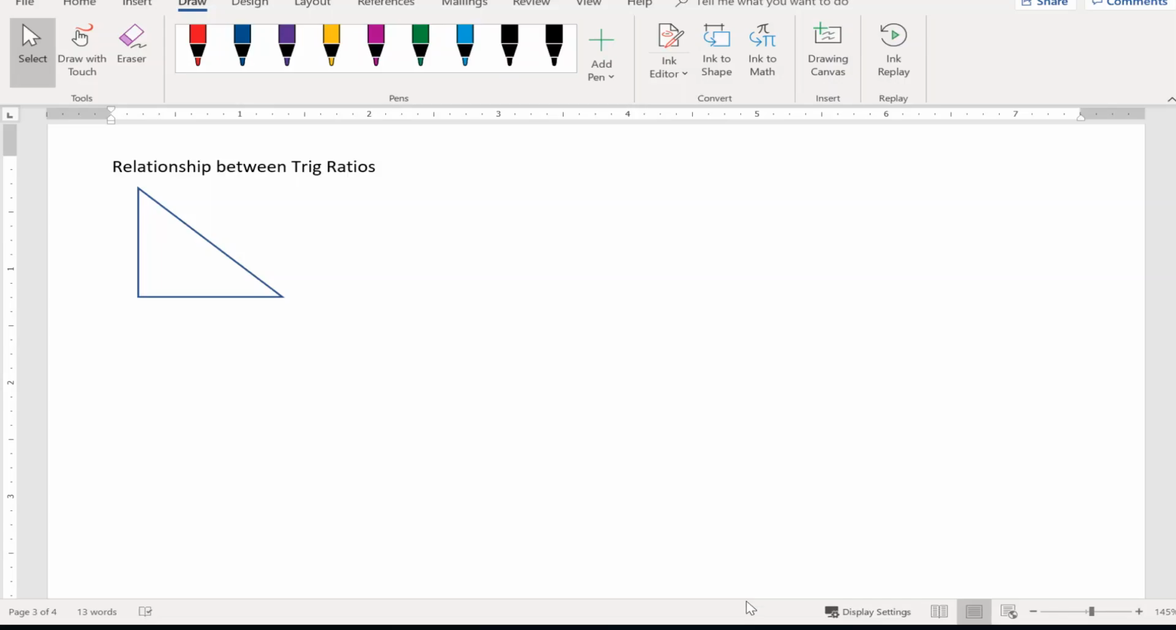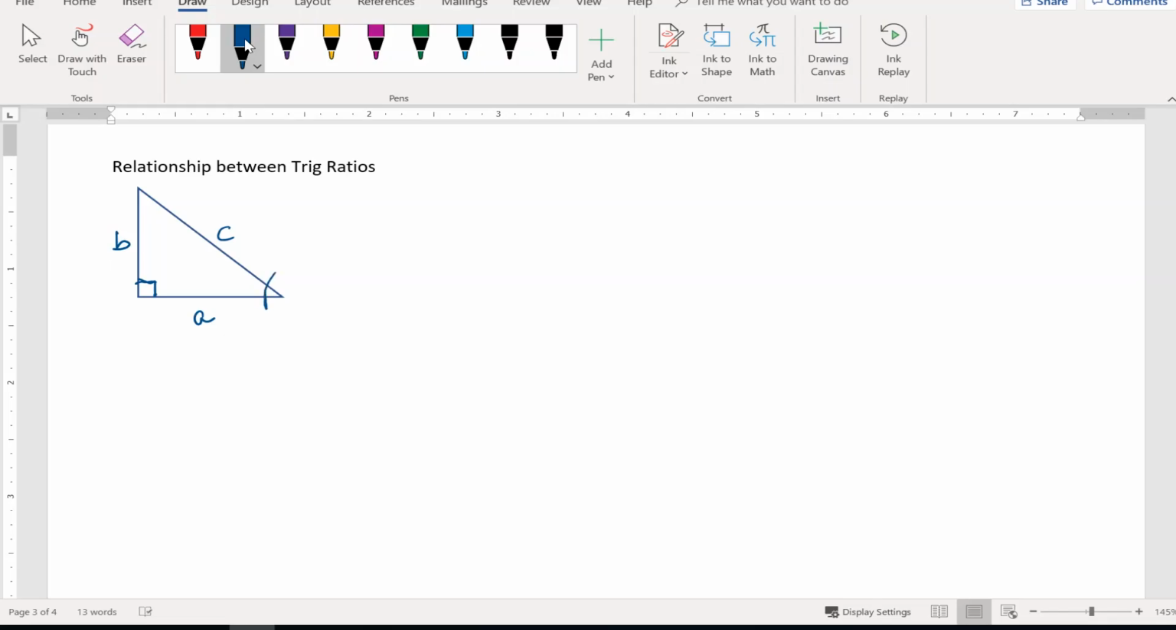Let's look at some of the relationships between trig ratios. Now here's a 90-degree triangle. I'm going to label this. This is our 90-degree angle, and opposite that is our hypotenuse. I'm going to label that C. And I'm going to label this side A and this side B.